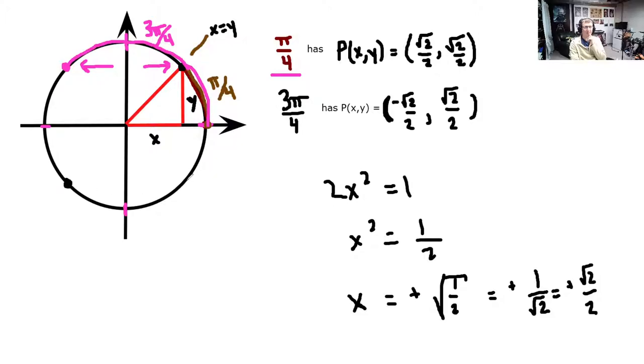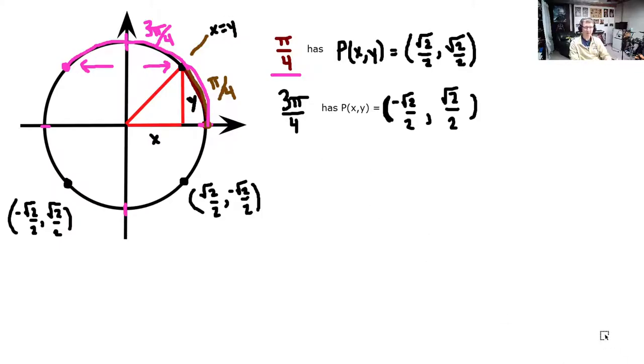Okay. That did not go as quickly as I thought. So I'm going to ask you these two points now. This point has the coordinates negative root 2 over 2, root 2 over 2. What is the angle associated with that one? And this one, positive root 2 over 2, negative root 2 over 2 for the coordinates. What's the angle associated with those? So that's my next question. What are the angles associated with these coordinates?